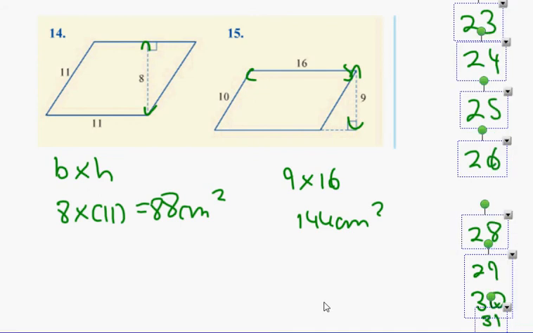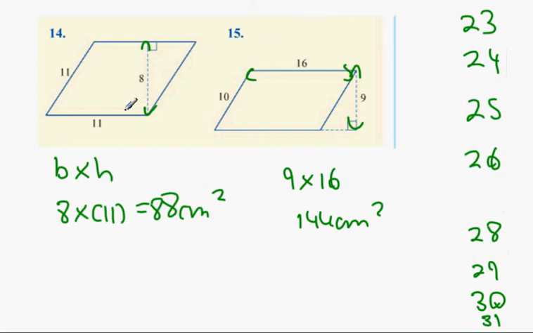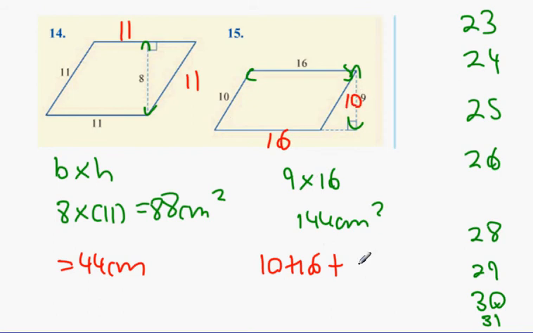Yeah. Okay guys, to get the perimeter, what we do next is it's basically going to be 11 plus 11 plus another 11 plus another 11. Perimeter is going to be 44 centimeters. And this one here, the perimeter is going to be 10 plus 16 plus another 10 and another 16. And what that's going to amount to is 52 centimeters. So you just add it like you're doing a lap. Okay? Happy enough?